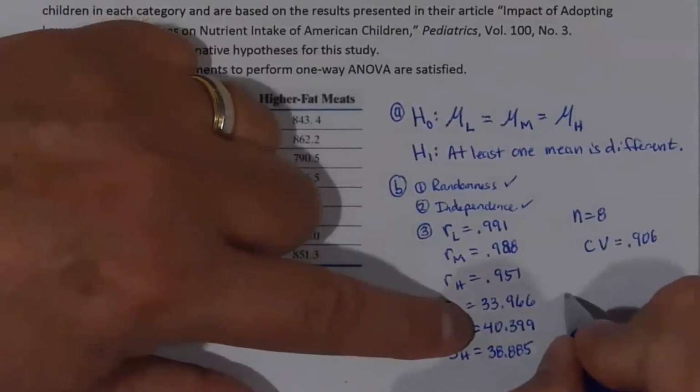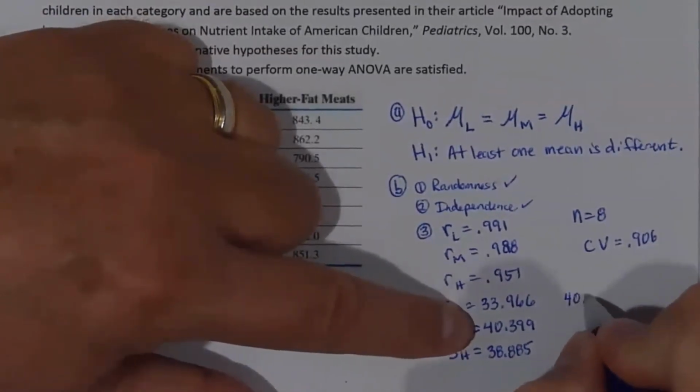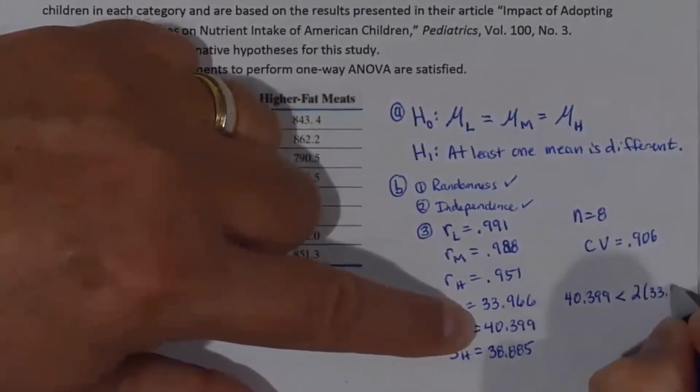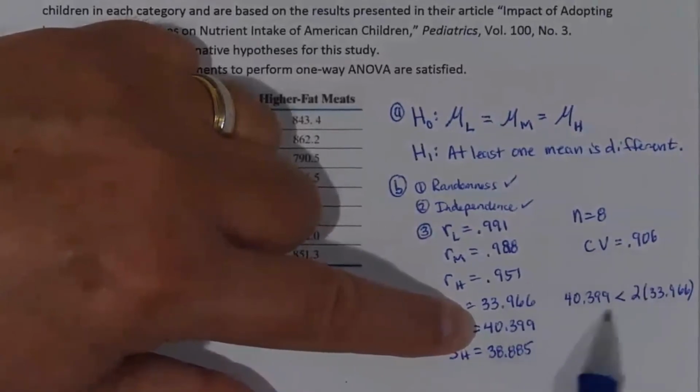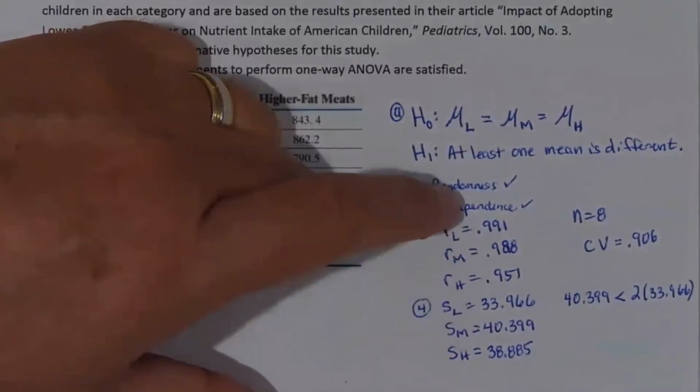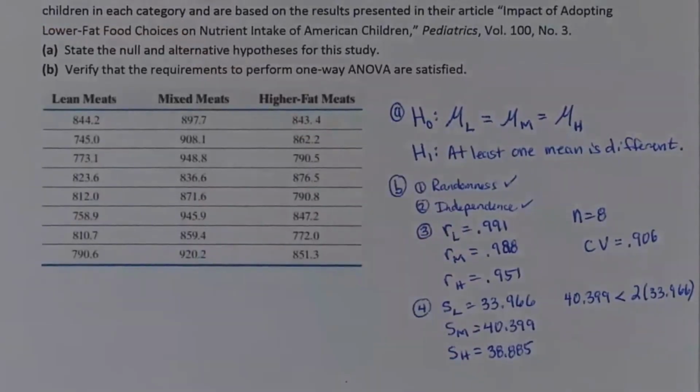So again, I'm going to say our largest, 40.399, is less than 2 times 33.966. So our largest standard deviation is less than double the smallest. So our populations have close enough to equal variances that we meet the condition. So all 4 conditions are met. So that's the first thing we have to do when we are going to conduct an ANOVA test. We have to make sure that the conditions for conducting the ANOVA test are met. If the conditions are not met, we can't do the ANOVA test.